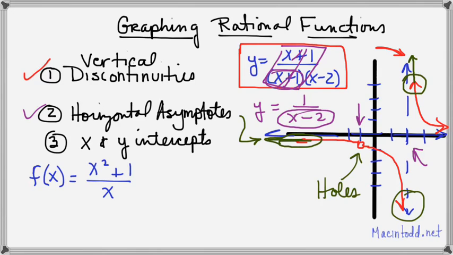The degree of our numerator is 2. The degree of our denominator is 1. When this is the situation where the numerator's degree is higher, there is no horizontal asymptote. So we wouldn't have a horizontal line like that that we get really, really close to. Here's another function.